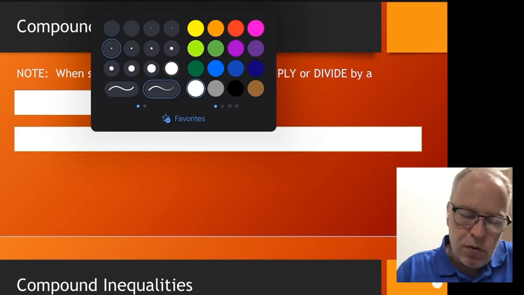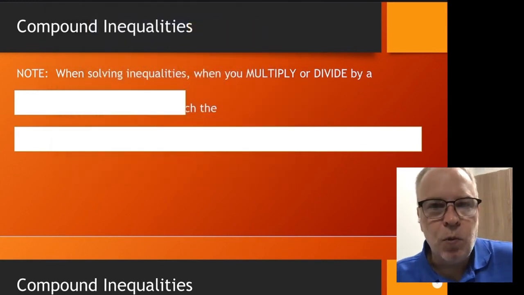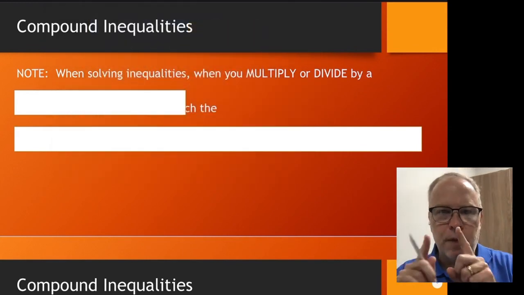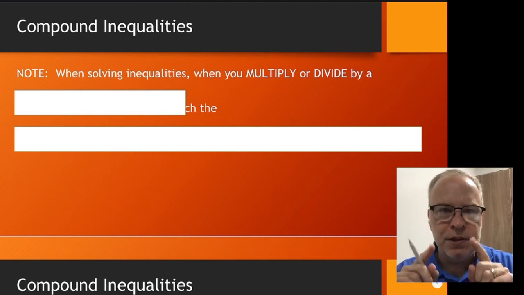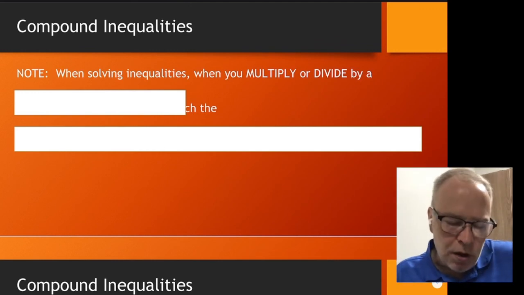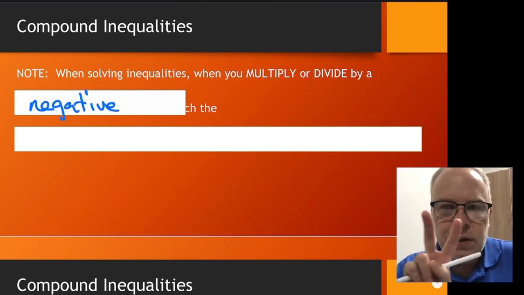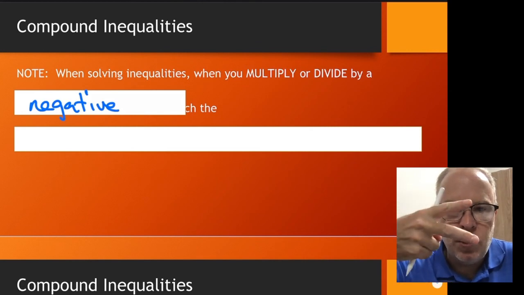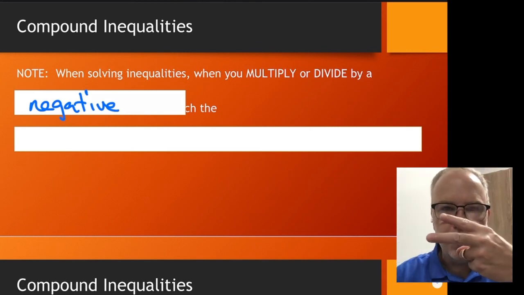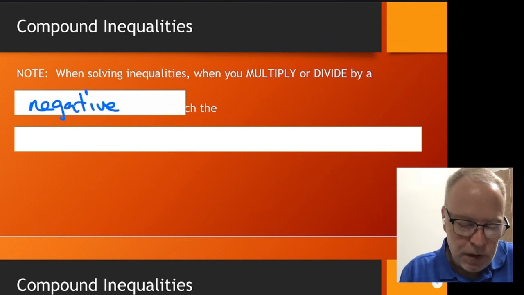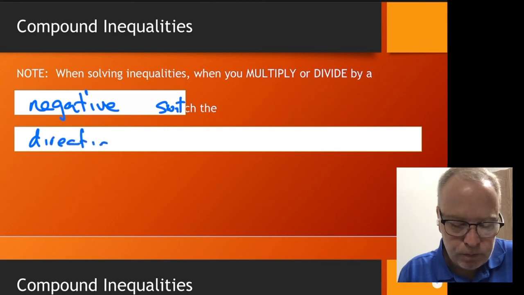When you solve inequalities, this is a reminder from Algebra 1. You saw me solve a couple up above. I did things on both sides. When you solve an inequality and you multiply or divide by a negative, do you remember what you do to the inequality symbol? So if it's like this, you switch it around like that, okay? You switch the direction of the inequality.